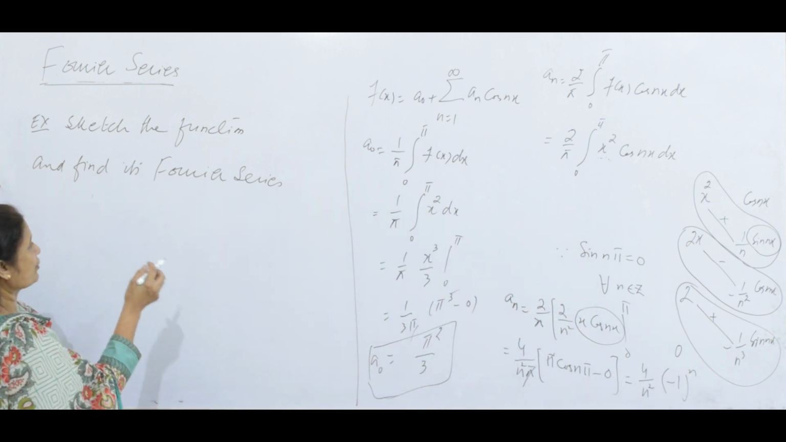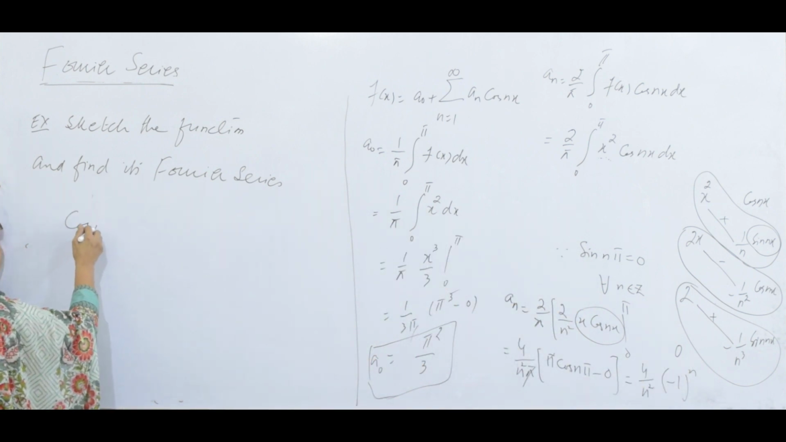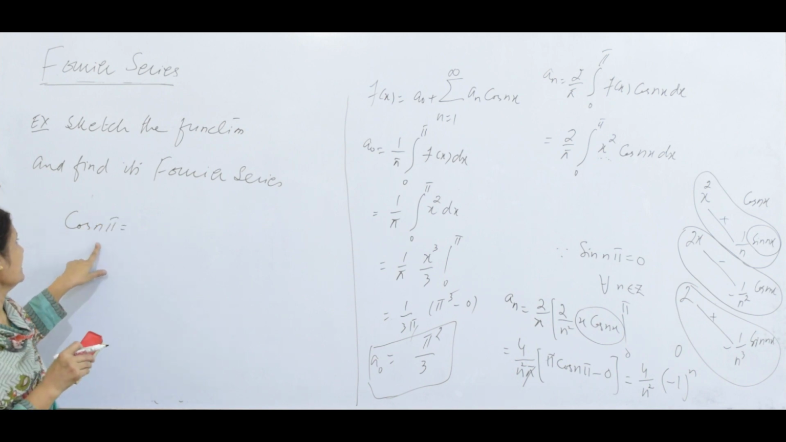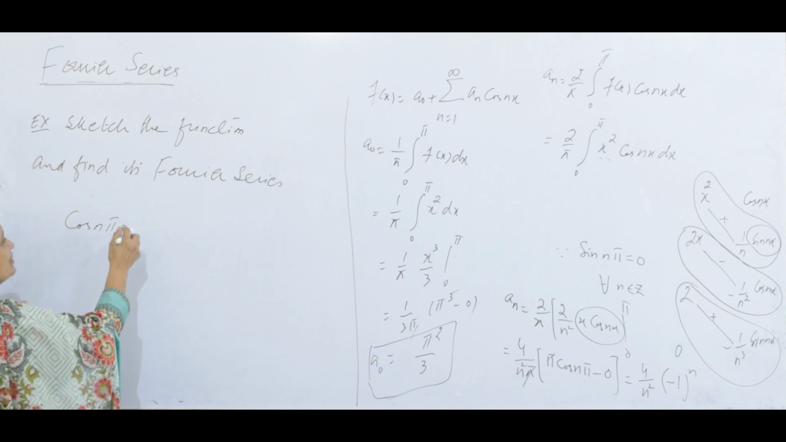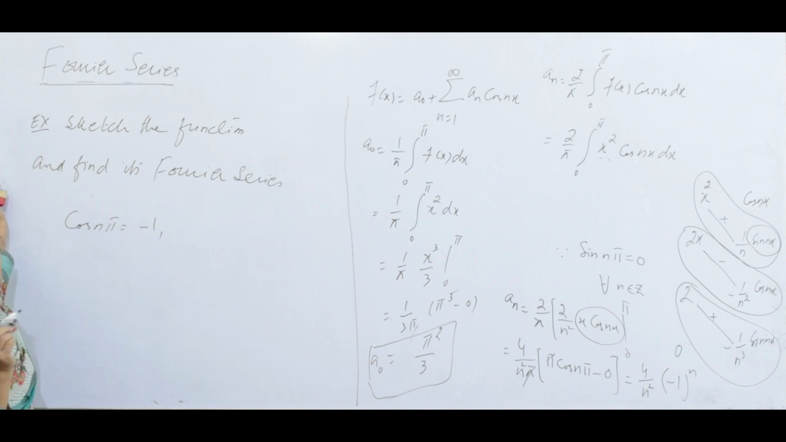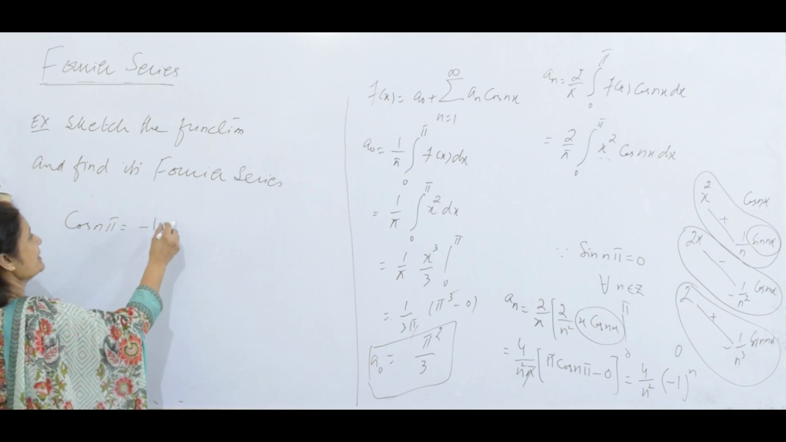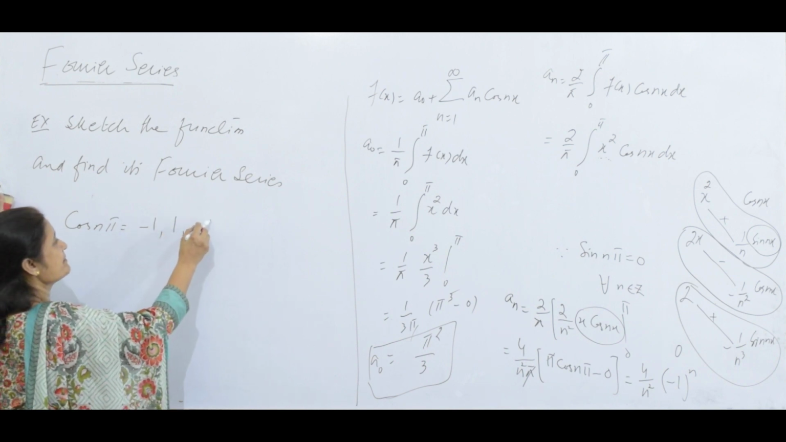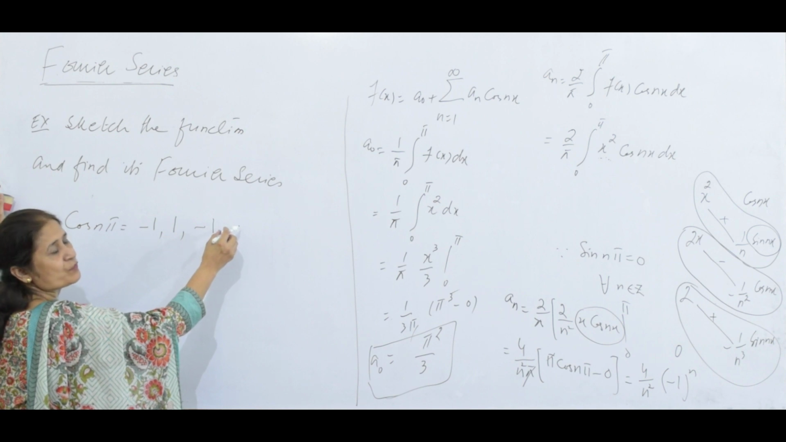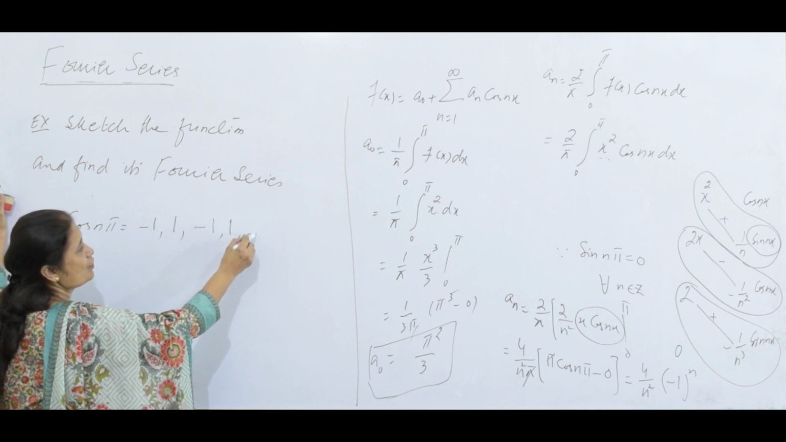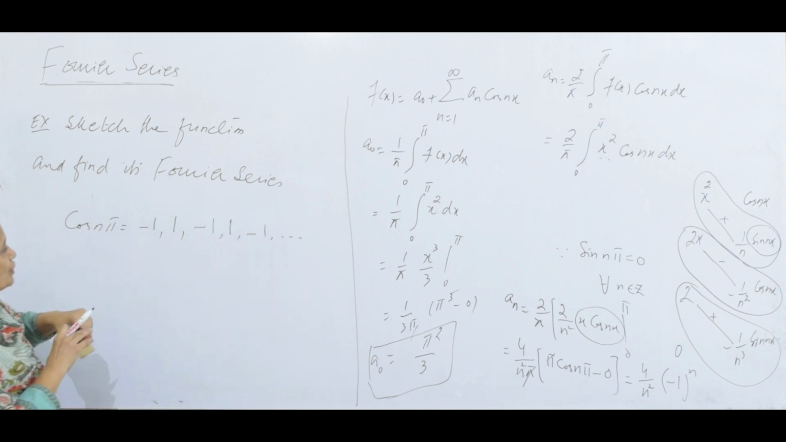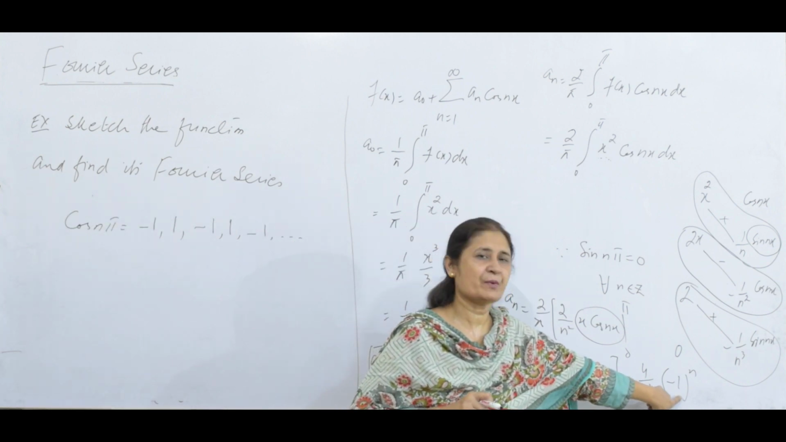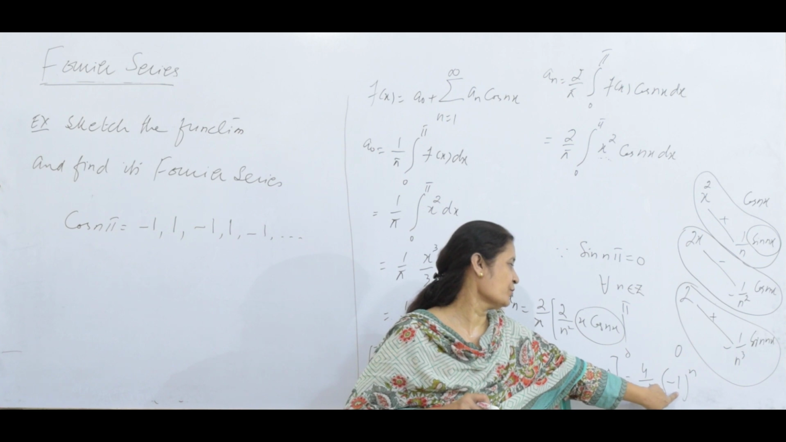Let me explain that. Cos n pi is equal to, when n is 1, cos pi, which is minus 1. When n is 2, cos 2 pi is plus 1. When n is 3, cos 3 pi is minus 1. When n is 4, it is 1. So and so forth. So cos n pi is written as minus 1 raised to the power n, where n is 1, 2, 3, 4, 5.